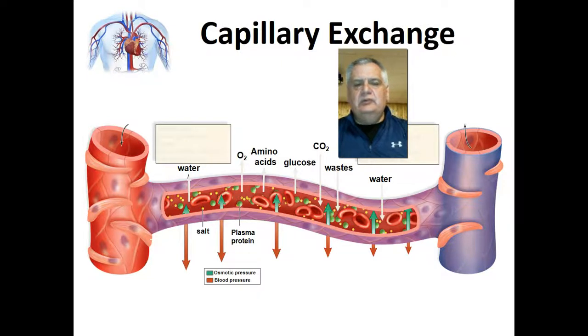Now, as we move into the center of the capillary bed, we can see where diffusion is going to take place. Oxygen is going to diffuse out of the capillary bed. Carbon dioxide is going to diffuse in. And nutrients like amino acids and glucose are going to diffuse out of the capillary beds and into the interstitial fluid and eventually into the cells, while waste products are going to be recovered from the cells. And again, how is this happening? This is happening by simple diffusion.